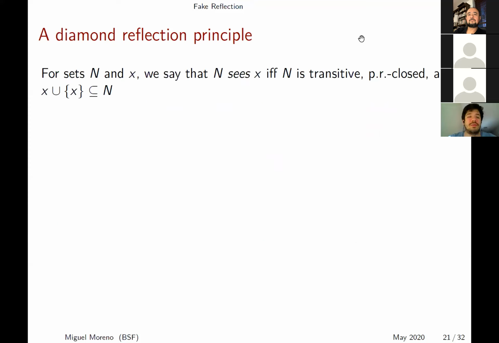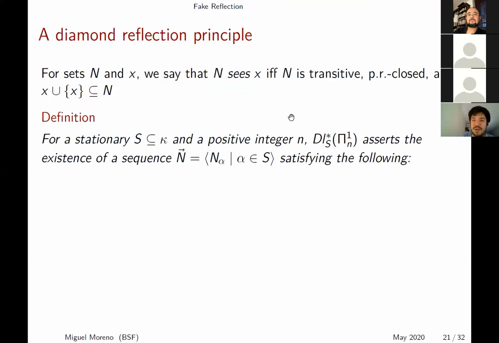So to answer that, first we need to introduce a diamond principle, a reflection diamond principle. So we say that, take some sets N and X, N sees X if and only if N is transitive, primitive recursive closed, and X union singleton X is a subset of N. So N sees X and the singleton X. Now, this is going to be a bit technical, but I hope it's fine.